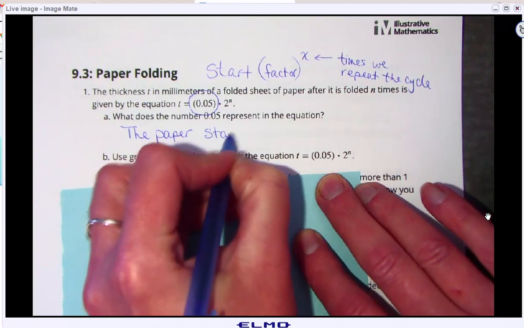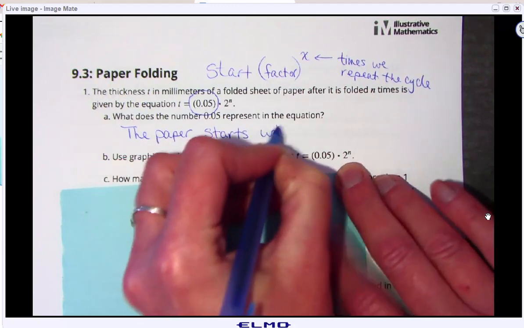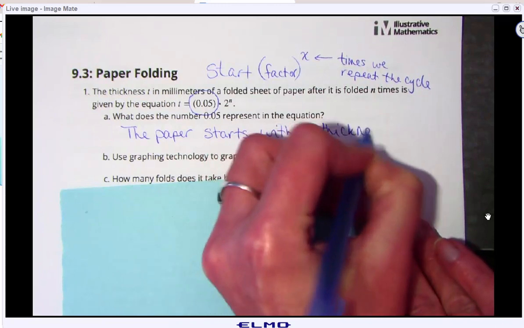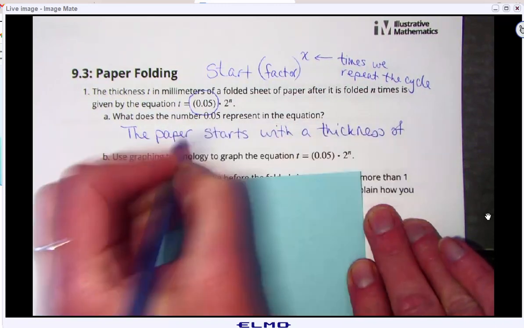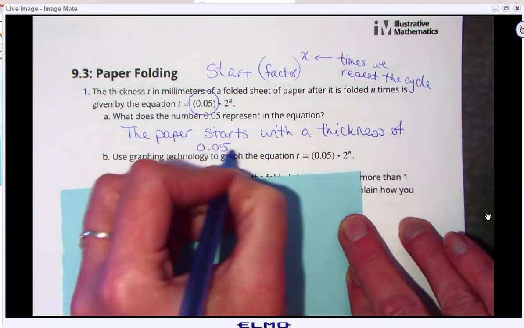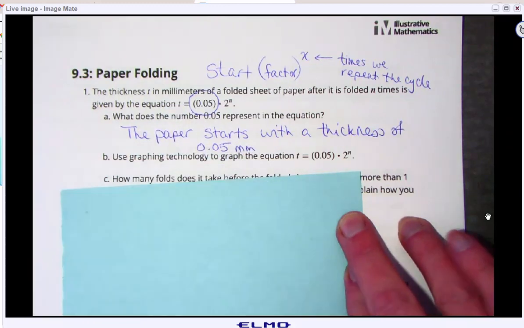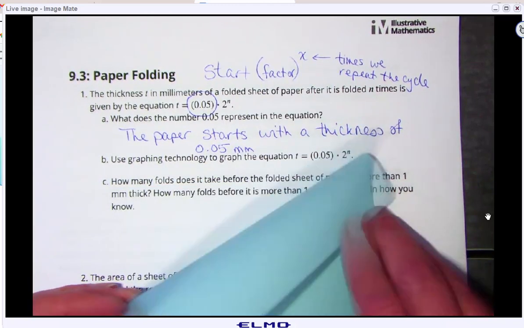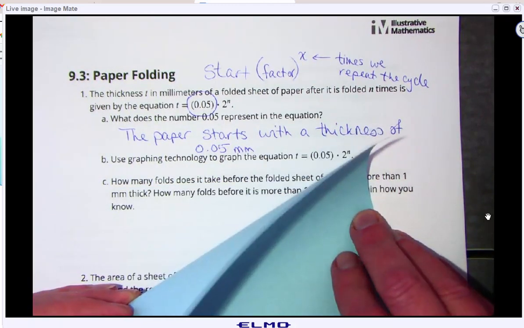So it is that the paper starts with a thickness of 0.05 millimeters. So put the mm for millimeters. One layer of paper is 0.05 millimeters thick.